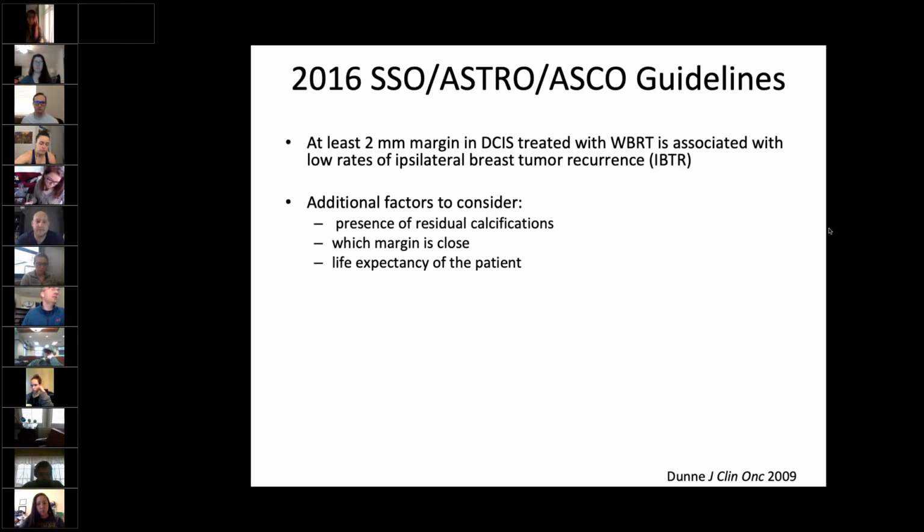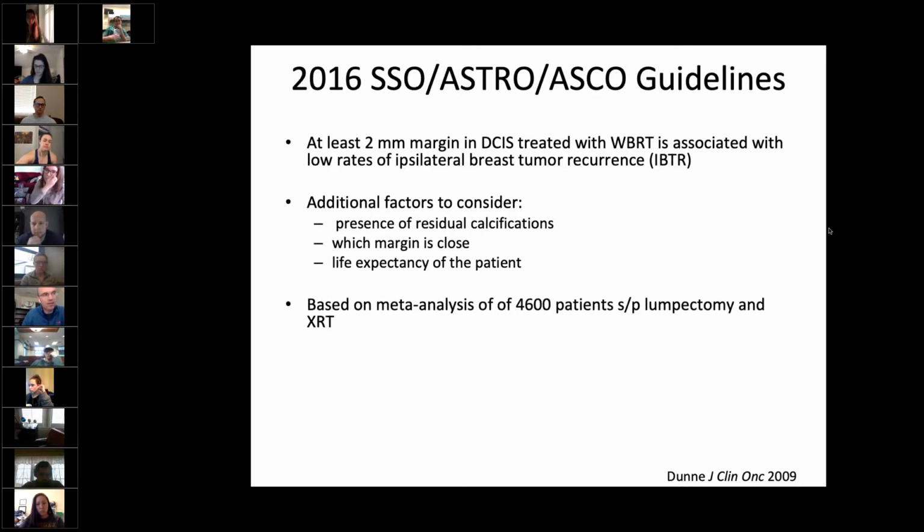So things to consider: presence of residual calcifications after you do your lumpectomy, you probably take a wider margin. Which margin is close? If it's a skin margin or the deep margin, you probably don't need to go back. And then the life expectancy of the patient. Again, if their 15-year risk of dying of something else is high, then you probably don't need to worry about their in-breast recurrence rate.